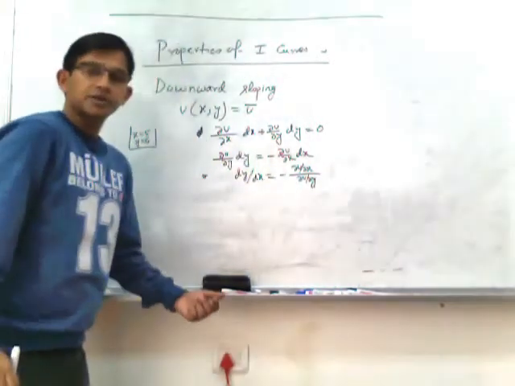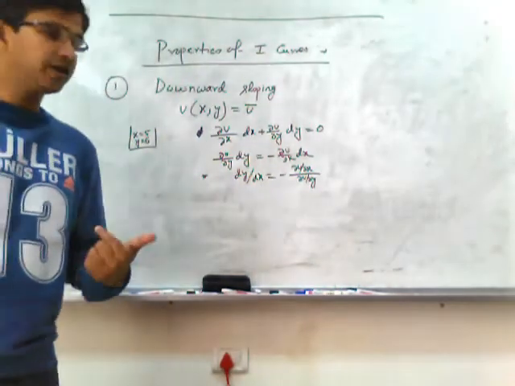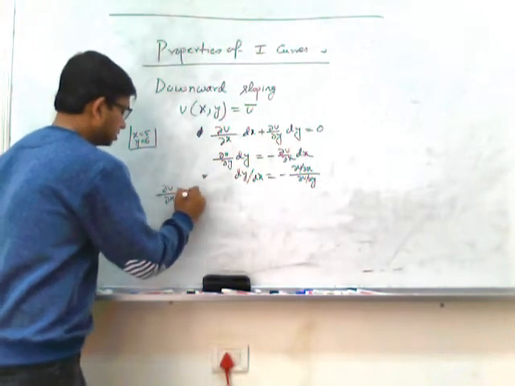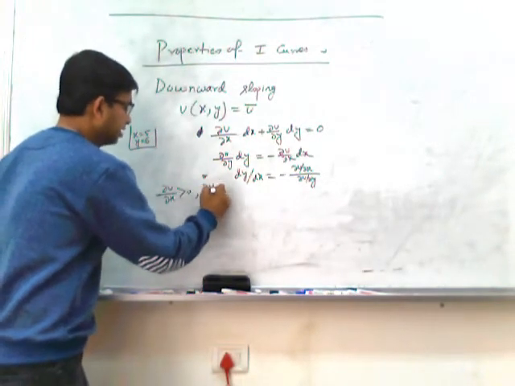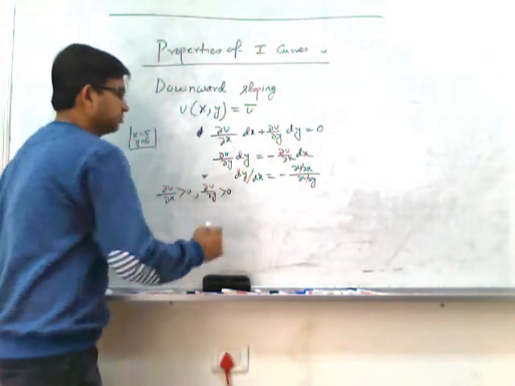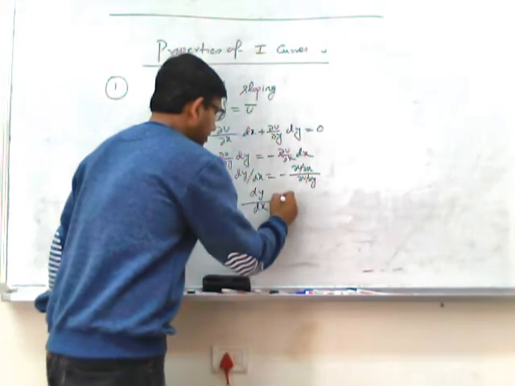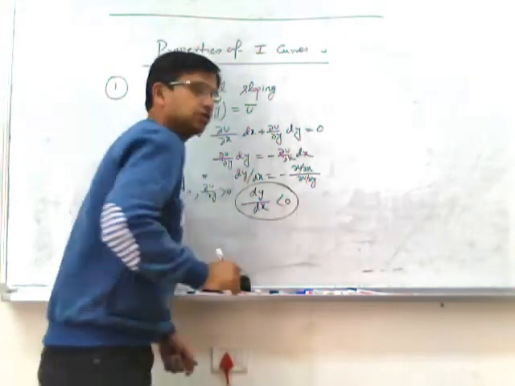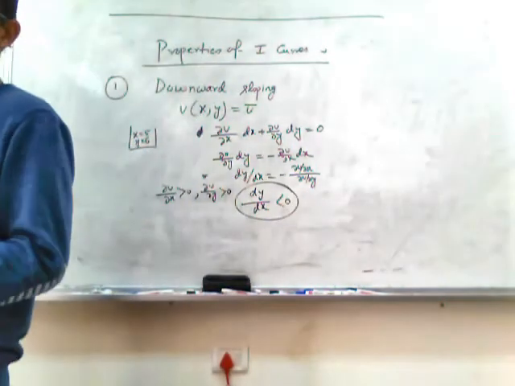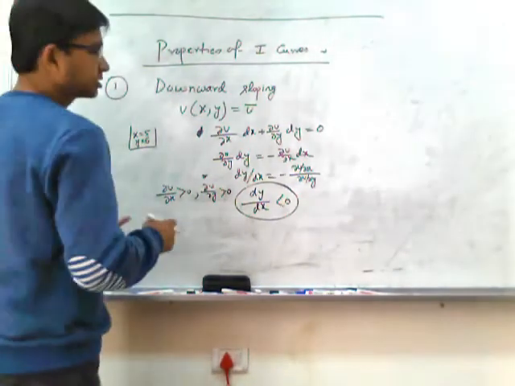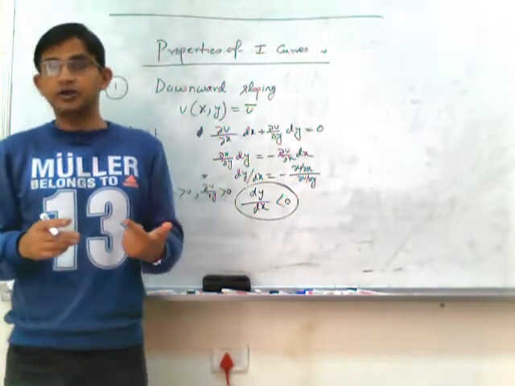From the properties of a well-behaved utility function, we know that del u by del x is positive, and del u by del y is also positive. So definitely dy/dx will be less than 0. The slope of the indifference curve is negative. That means it must be downward sloping. So this is the first property of indifference curve.